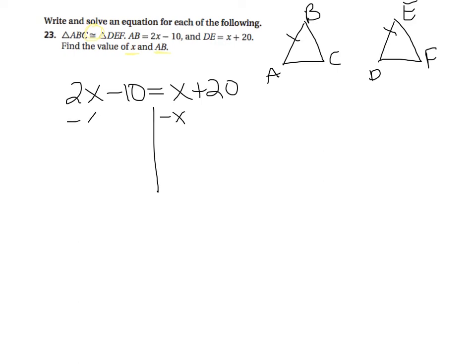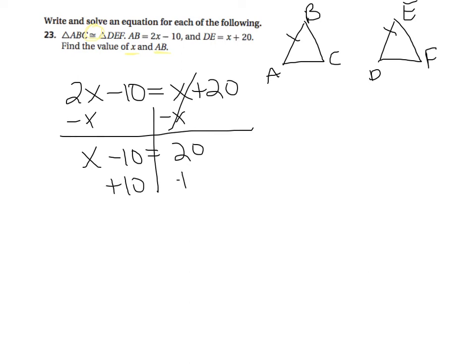So if I solve through it, I take away x from both sides. That leaves me with x minus 10 is equal to 20. I can add 10. So that gives me x is equal to 30.